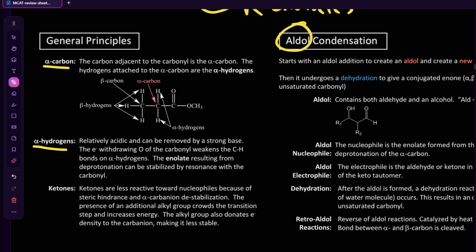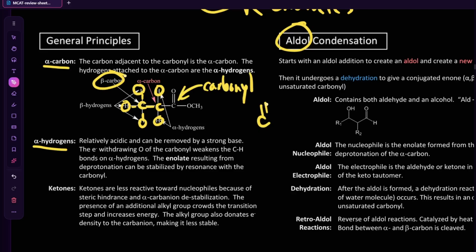Now, the carbon sitting right next to the carbonyl is the alpha carbon. The hydrogens attached to it are the alpha hydrogens, and the one carbon further out is the beta carbon. The beta carbon is just beside the alpha carbon, and then you have your beta hydrogens, and these were your alpha hydrogens, right? And then where's the carbonyl? Carbonyl is just like this. Okay, so that's some basic structure.